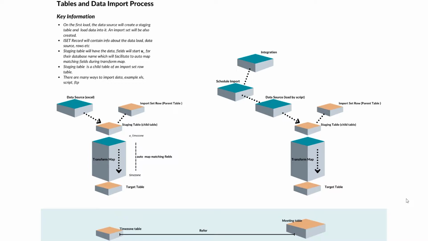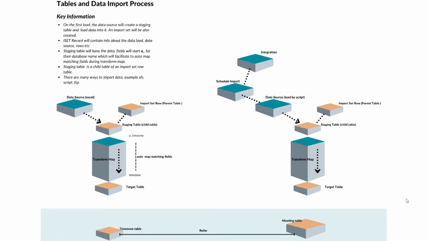So let's see now how we do it for the time zone table. The first part of it is to create a data source with an Excel file sheet. So it is actually going to create what we call a staging table. This is an intermediate table, okay, where you first put your data. What is important to notice at this point is that the staging table itself is a child table of another table, which is the import set row table.